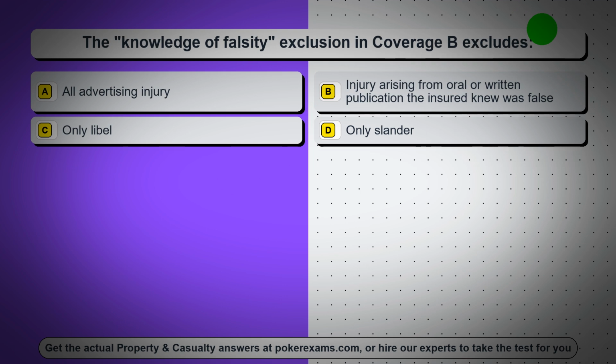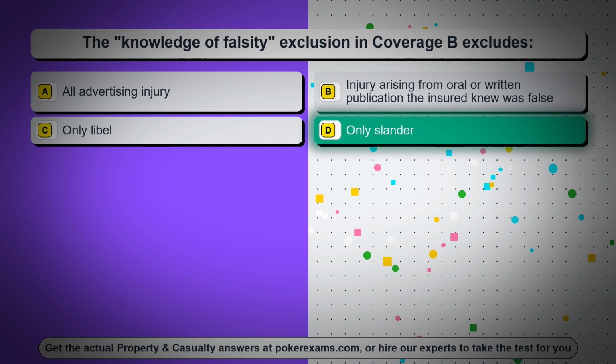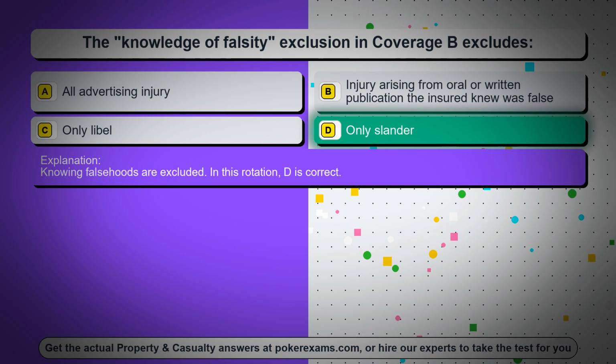Question 68. The knowledge of falsity exclusion in coverage B excludes, option A, all advertising injury, option B, injury arising from oral or written publication the insured knew was false, option C, only libel, option D, only slander. The correct answer is option D, only slander. Knowing falsehoods are excluded. In this rotation, D is correct.